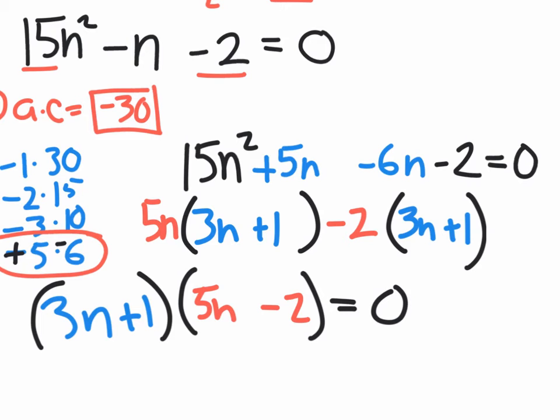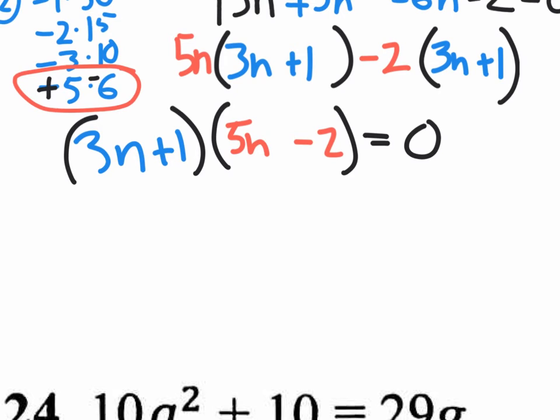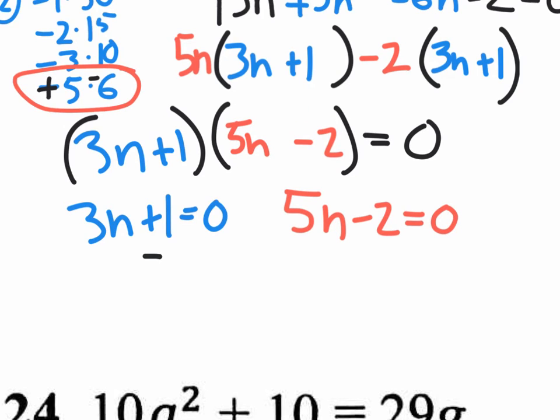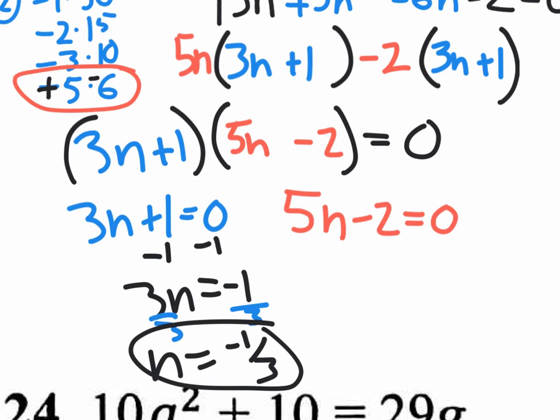And we're going to now use the zero product property to split them and solve. So I'm going to set it up 3n plus 1 equals 0. And I'm also going to set up the 5n minus 2 equals 0. So we're just going to solve this thing, minus 1 on both sides. You're going to have 3n equals negative 1. Final step would be to divide by 3, which means n equals negative 1/3. That is your answer, n equals negative 1/3.